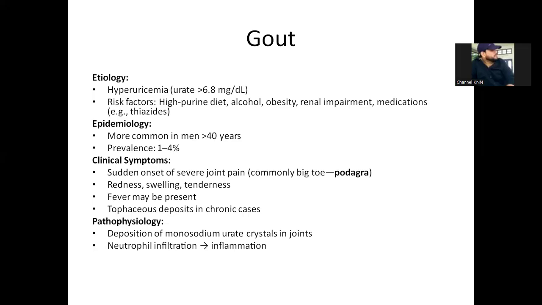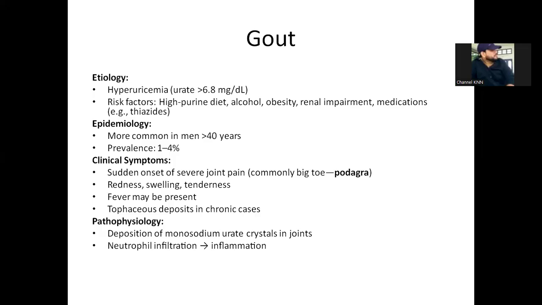Clinical symptoms of gout mainly include sudden onset of severe joint pain, redness, swelling, and tenderness at the joints. Fever may be present in the patients, and tophaceous deposits will be seen in chronic cases. Tophaceous deposits means accumulation of tophi. Tophi are clusters of uric acid. The accumulation of tophi is called tophaceous deposits, and it is another symptom.